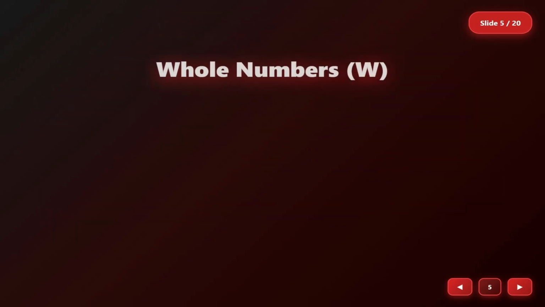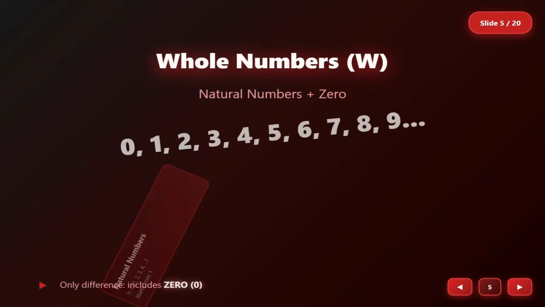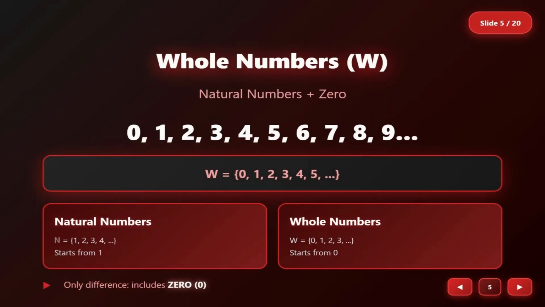Alright, now let's level up. Meet the whole numbers. Whole numbers are basically natural numbers' cool cousin who includes 0 in the gang. And it is represented with the capital letter W, and it is a set which comprises 0, 1, 2, 3, 4, 5 till infinite. See that 0 at the beginning? That's the only difference. Let me break it down for you.